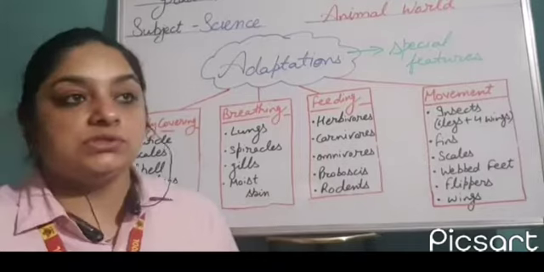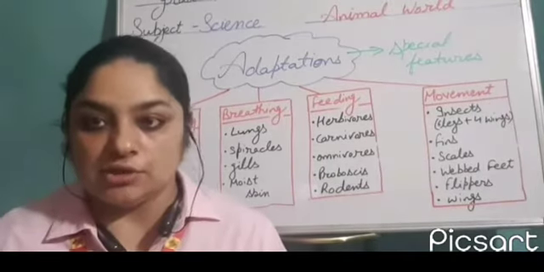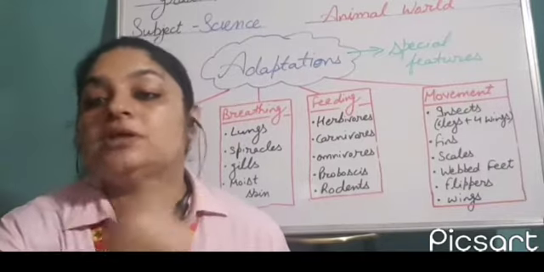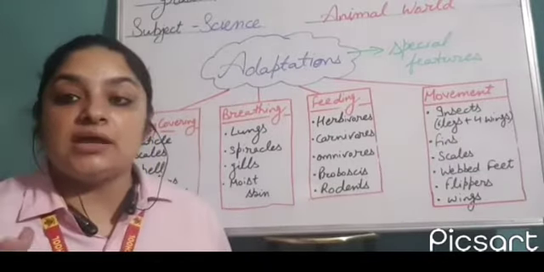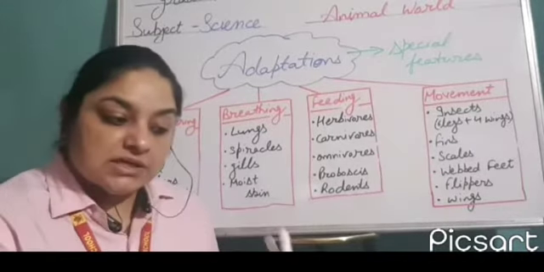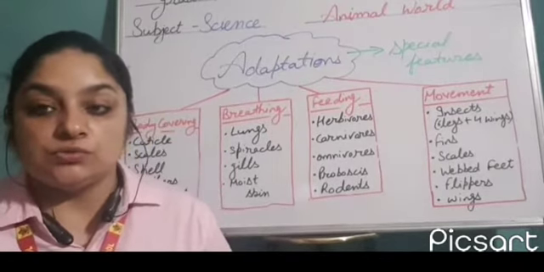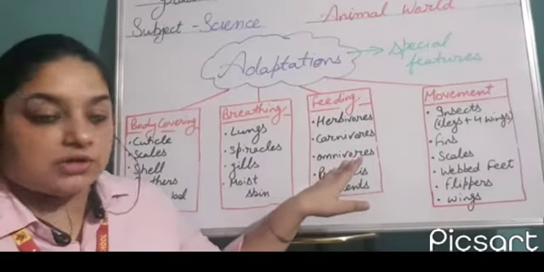Second, carnivores, for example, tiger. The animals which eat the flesh of other animals, we call them carnivores. They have sharp pointed teeth to tear the flesh of other animals. Omnivores are the animals which can eat both. They can eat plants and they eat flesh of other animals also. They also have a bit sharp teeth for this function.